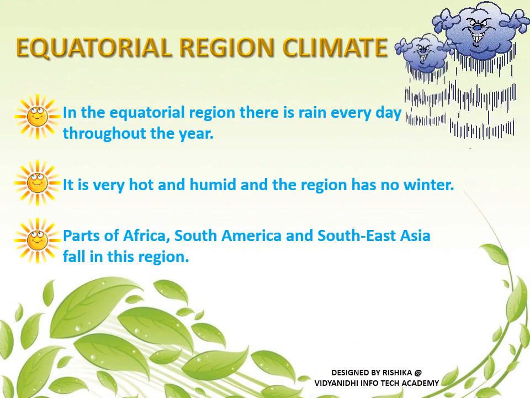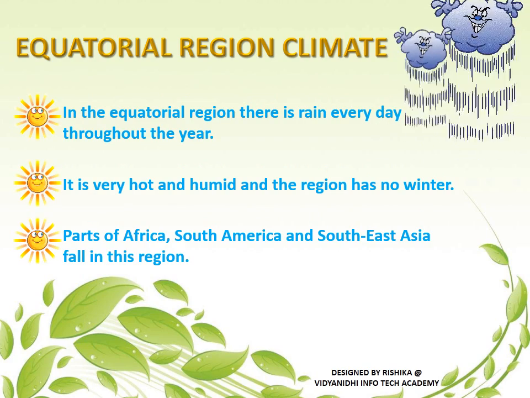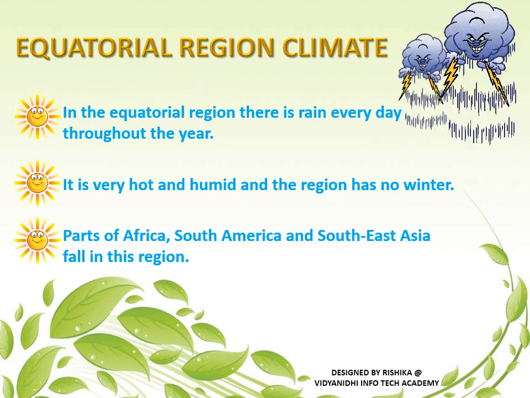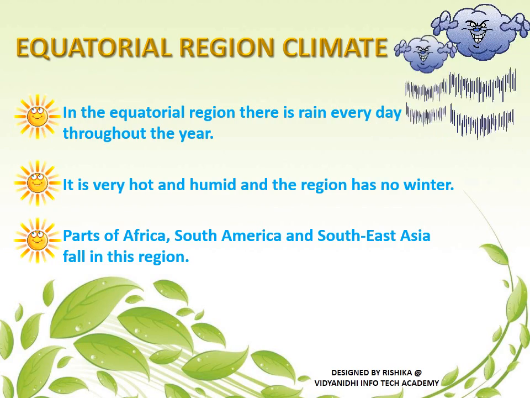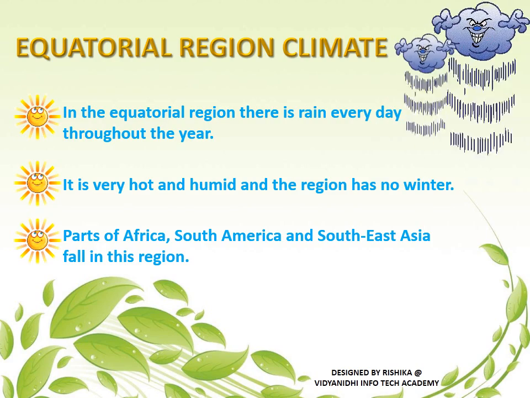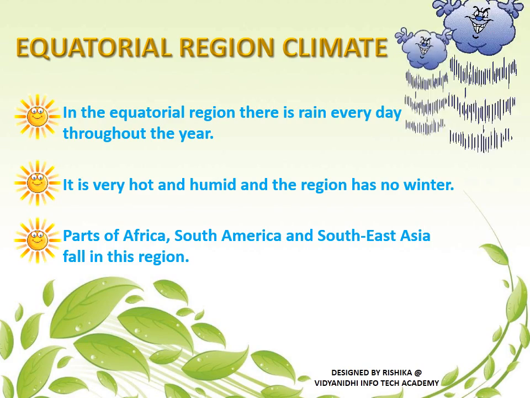Equatorial region climate. In the equatorial region, there is rain every day throughout the year. It is very hot and humid and the region has no winter. Parts of Africa, South America and Southeast Asia fall in this region.